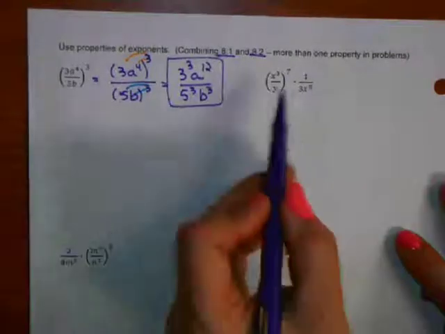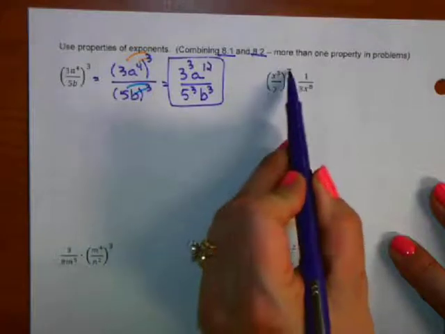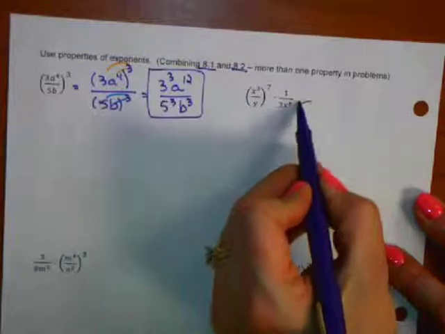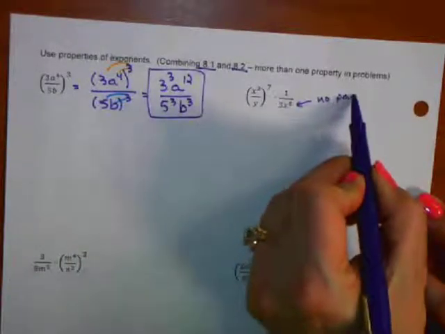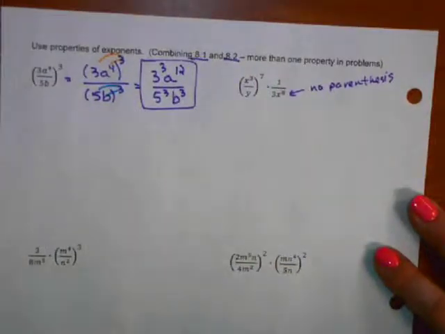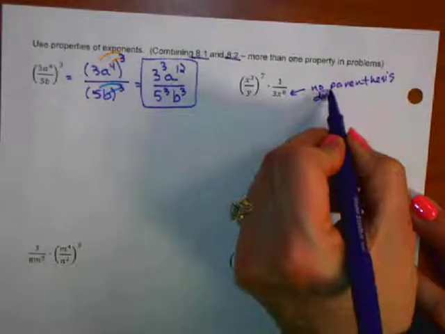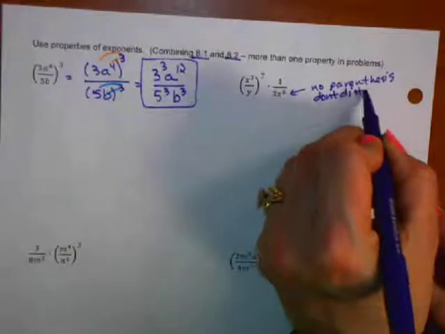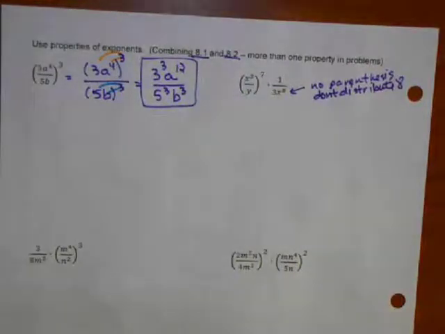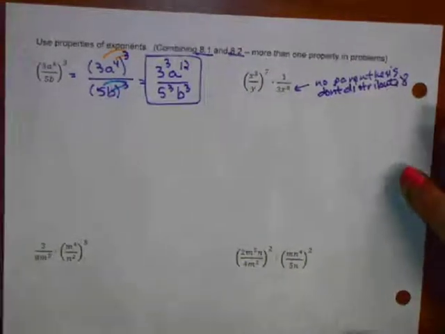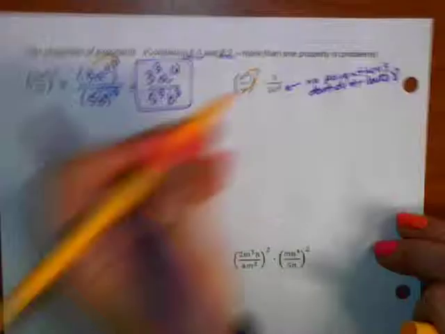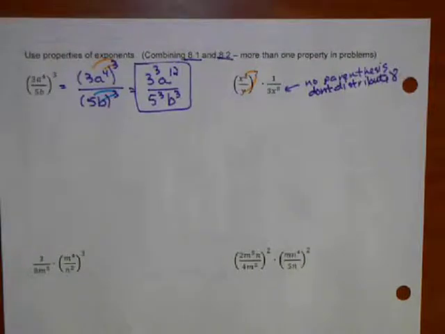Okay, now I got a fraction, all of it raised to the 7th, and this one is not. This one, notice that there's no parentheses. No parentheses, so don't distribute that 8. It's only on the x. It just stays like that. So the first thing I'm going to do is take this 7 and put it on both the numerator and the denominator and then split that fraction up.